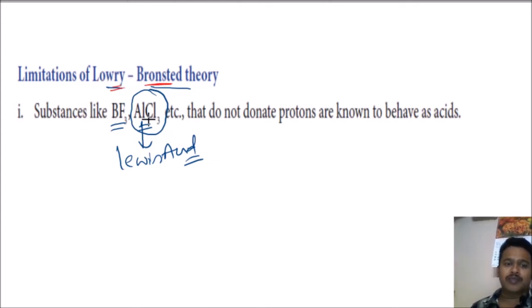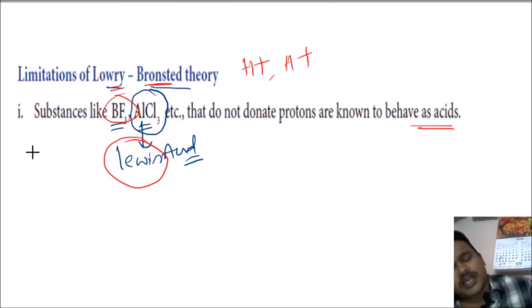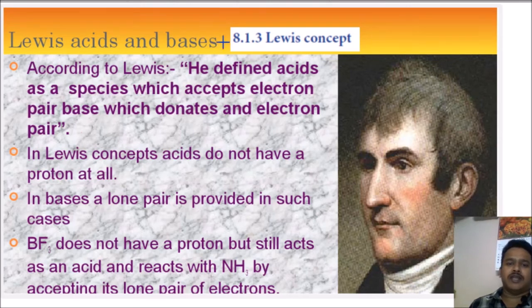Bronsted-Lowry, this AlCl3 does not have any H plus. BF3 also doesn't have any H plus. According to Bronsted-Lowry acid base theory, these are not acids. But concept-wise speaking, they behave as acids based on a different concept, that is the Lewis concept. So based on this limitation only, a new theory is developed, that is the next theory we studied, the Lewis acid base theory.